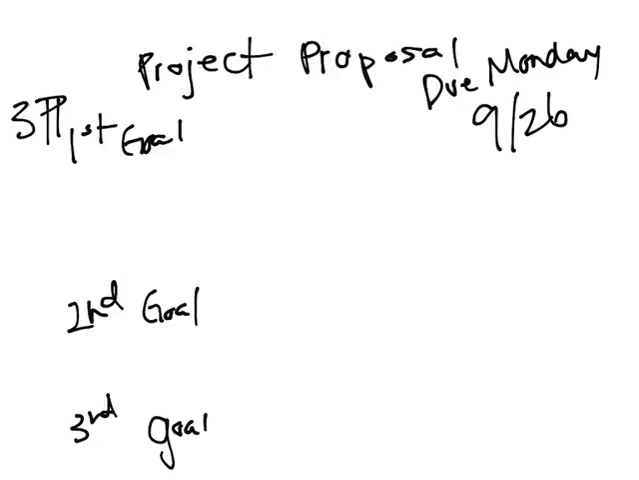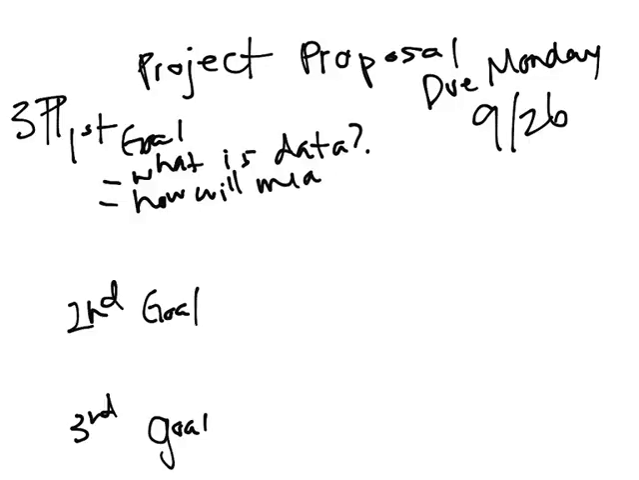Alright, for each goal, it should be: what must you measure? Like, what is your data? So what are you measuring? How will you measure that data? What tools? How are you going to set up your experiment? As well as your analysis.